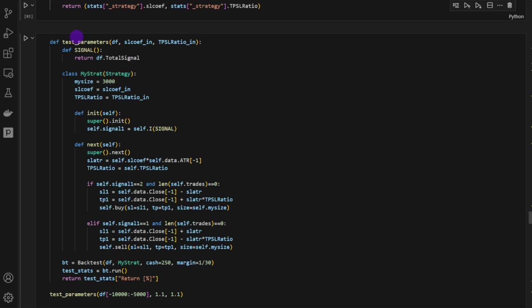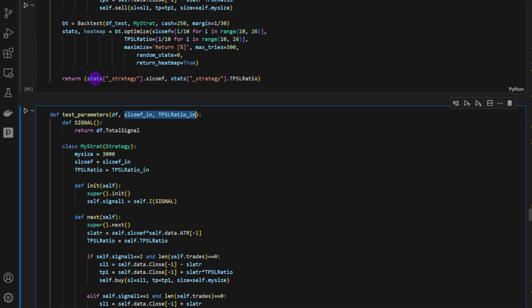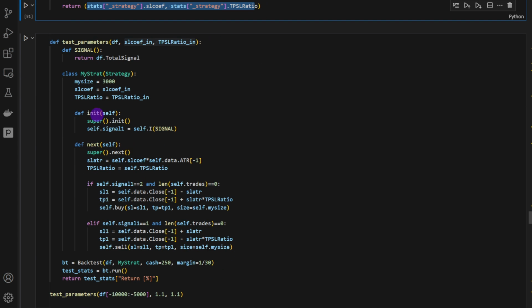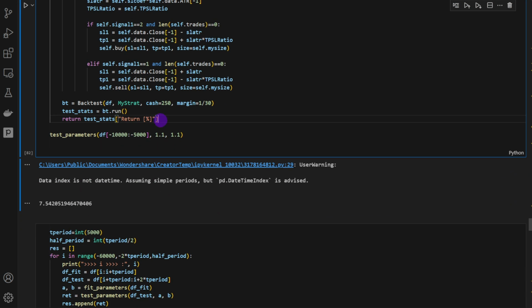Then there's another function called test_parameters. It takes the data frame for testing and the input parameters. So these are basically those that we have found from the previous function, and it does the testing on the new data frame or the test data frame. And it will return the return percentage. So it's going to return from the statistics only the return percentage. And this is how we can use it. So we call test_parameters, we give it a slice of data frame, we give it the parameters, and it's going to provide the return percentage.